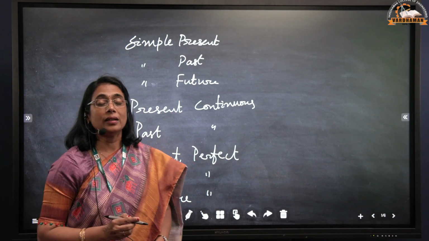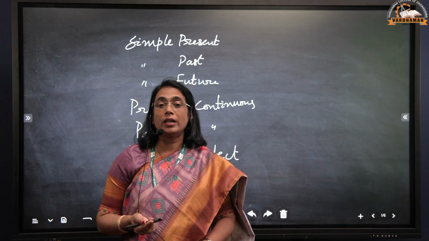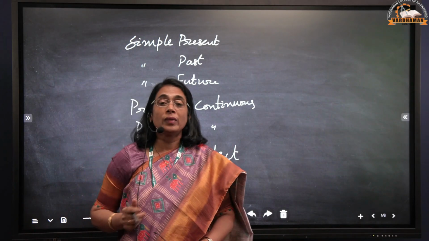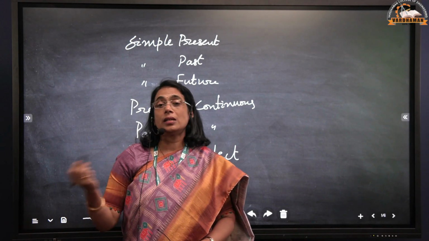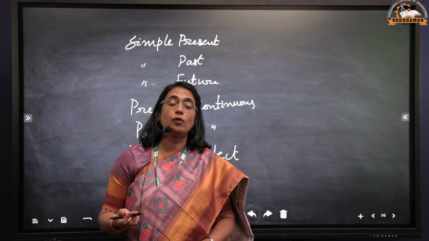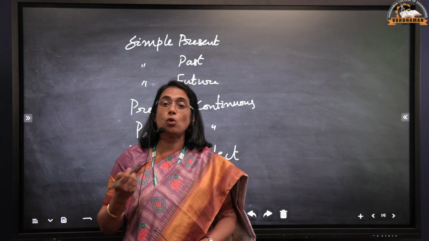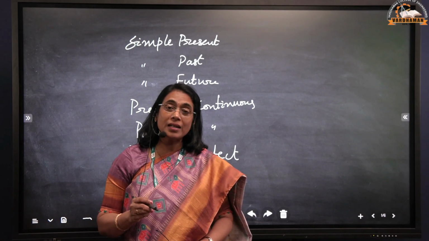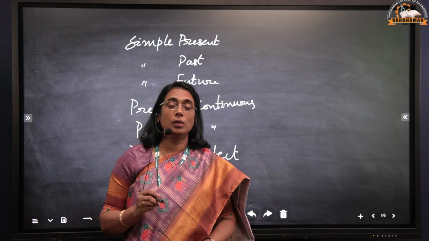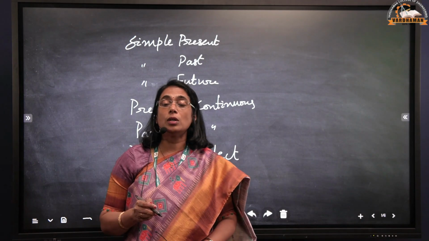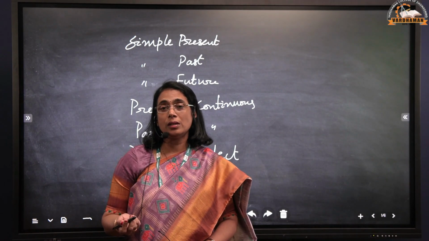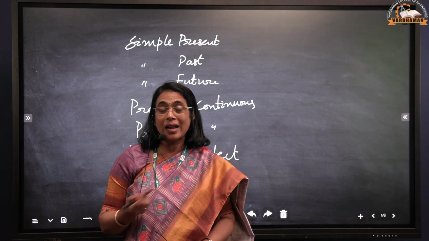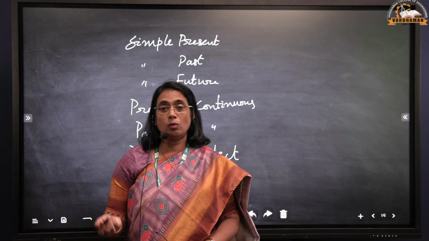The second rule is that only transitive verbs can be converted into passive voice. Then what is a transitive verb? A transitive verb is one which denotes an action and takes an object. In a sentence, if you find a verb which denotes an action and takes an object, then it is called a transitive verb. If it doesn't take an object, then it is called an intransitive verb. So sentences with transitive verbs can be converted into the other voice. Sentences without an object, which contain intransitive verbs, cannot be converted into the other voice. This is the second rule.